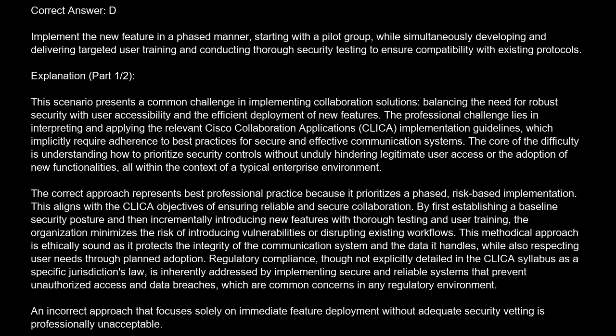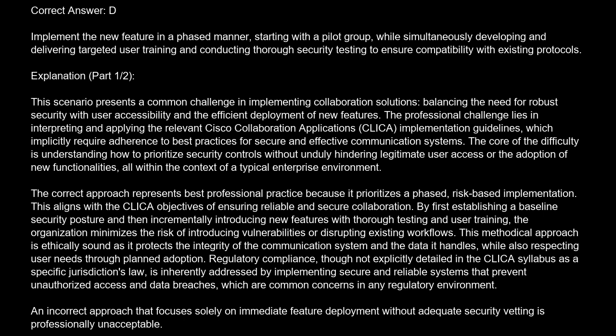Explanation. This scenario presents a common challenge in implementing collaboration solutions, balancing the need for robust security with user accessibility and the efficient deployment of new features. The professional challenge lies in interpreting and applying the relevant Cisco collaboration applications, CLICA, implementation guidelines, which implicitly require adherence to best practices for secure and effective communication systems. The core of the difficulty is understanding how to prioritize security controls without unduly hindering legitimate user access or the adoption of new functionalities, all within the context of a typical enterprise environment.